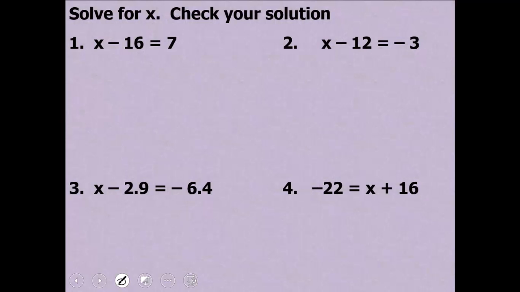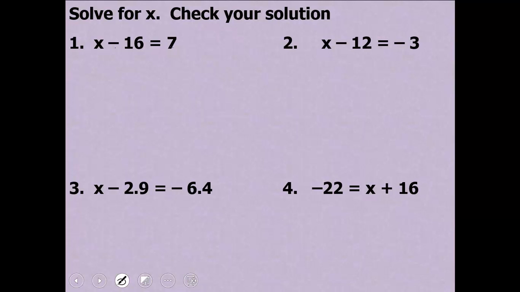Here we go. Number 1, I have x minus 16 equals 7. All right, so let's look if we can combine anything. On the left-hand side, can I combine those? No. And I don't have anything to combine on the right, correct? So I don't need to do step 1. Do I have more than one variable term, like a variable on the left and a variable on the right? Nope, so I don't have to move any variables.